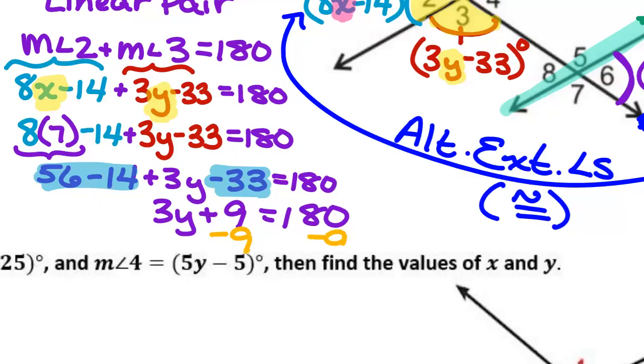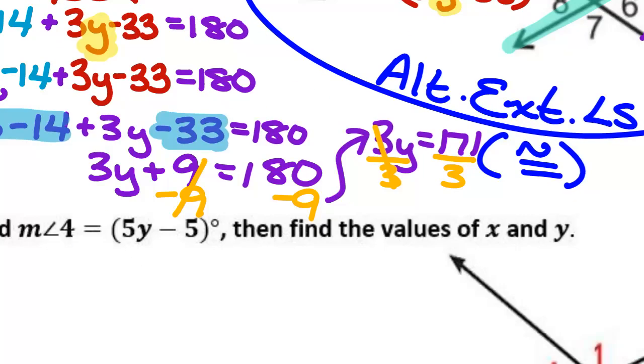Subtract 9 from both sides. What is 180 minus 9? 171. So 3y equals 171. We divide both sides by 3. What is 171 divided by 3? 57. So y is 57.